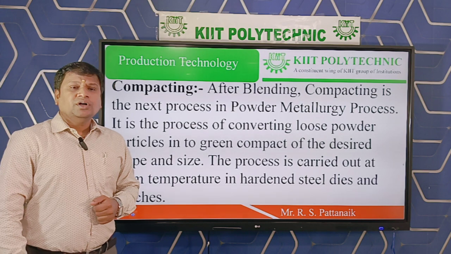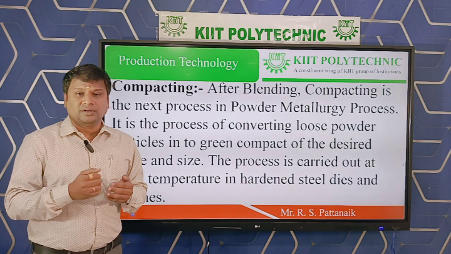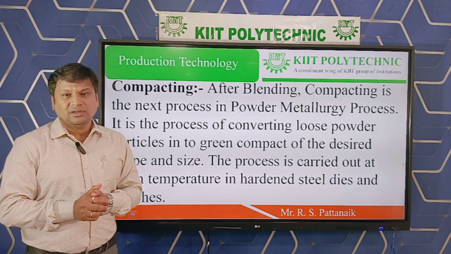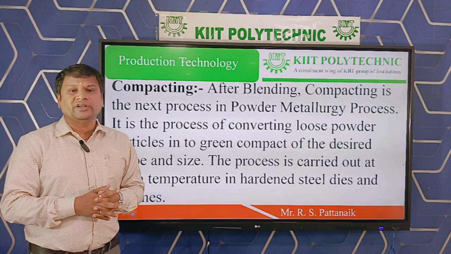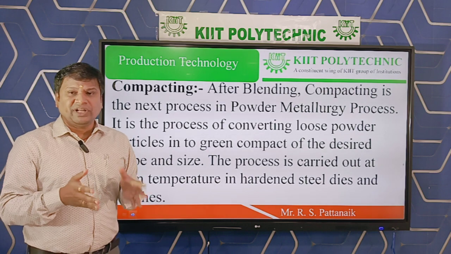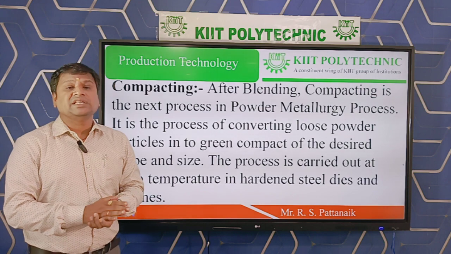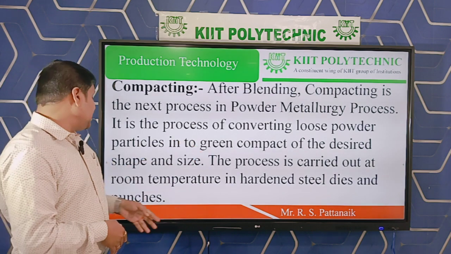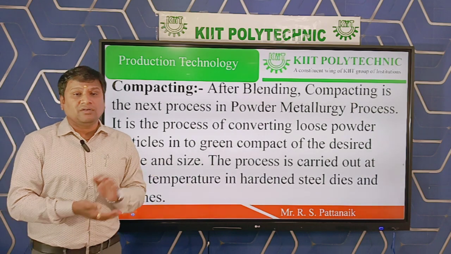Generally the pressure required for softer metal is 100 megapascal to 350 megapascal. For harder material, the pressure required is generally 400 megapascal to 700 megapascal. But in general, the pressure required for compacting or compressing of metal powder is 80 megapascal to 1600 megapascal. The process is carried out at room temperature in hardened steel dies and punches. So this is all about compacting.